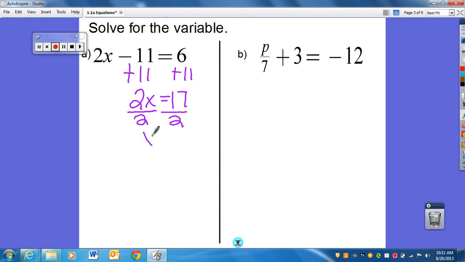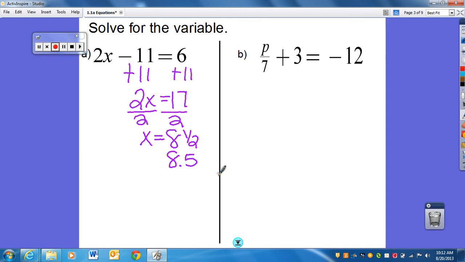Now we could leave our solution as an improper fraction as long as it's simplified, 17 over 2. We also could write it as a mixed number, 8 and 1/2, or some of you may prefer to use a decimal, and that would be 8.5, which would be fine.